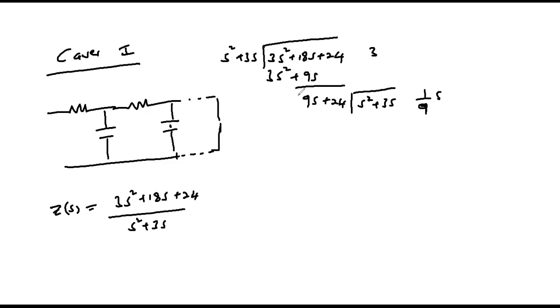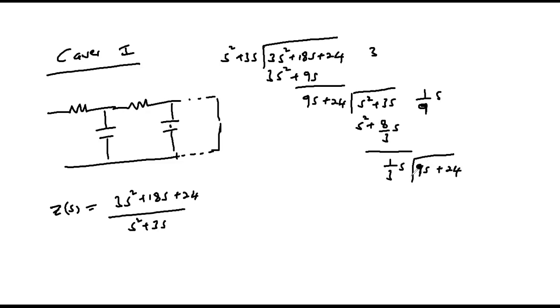1 over 9S times 9S will give us S squared, which is S squared plus 24 over 9S, which is the same as 8 over 3S. And the difference is going to give us a third S. We divide the third S into the term here, which is 9S plus 24.